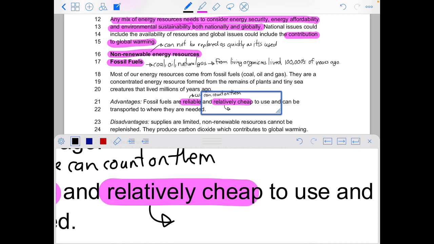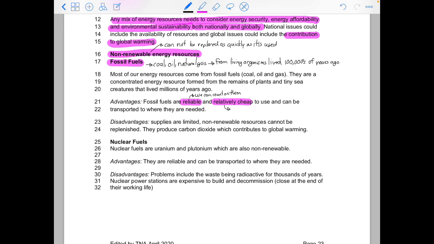They can be easily transported to where they are needed. So for example, if they need more energy in Birmingham and we have more fossil fuels stored in London, it's easy enough to get those fossil fuels from London to Birmingham. Whereas, for example, if it's a case of the sun shining, if it's cloudy in Birmingham, we can't move the sun from London to Birmingham.